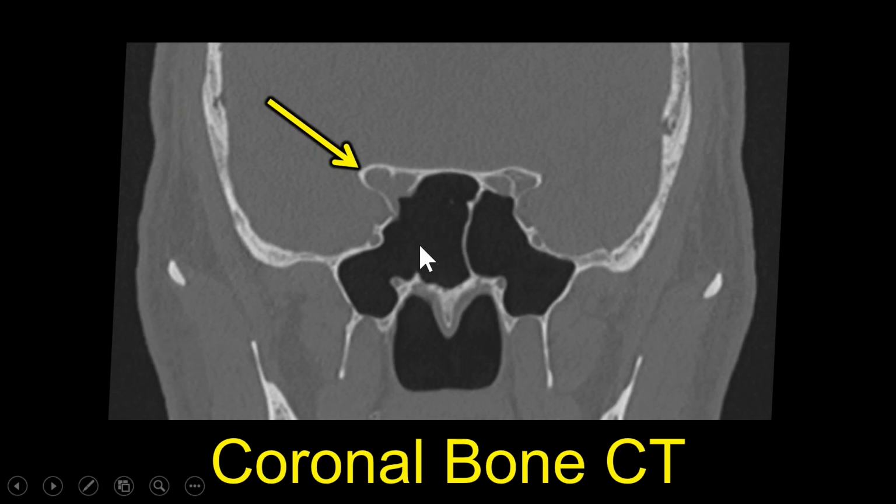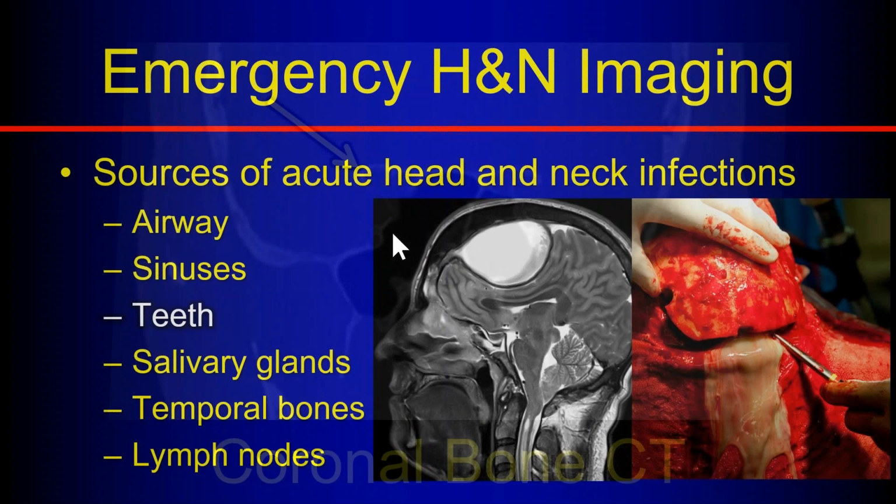So disease from the sphenoid can get into the orbit or into the cavernous sinus because the wall there is very thin at that location.